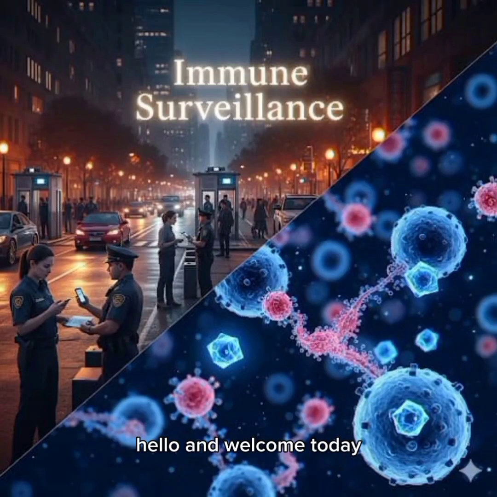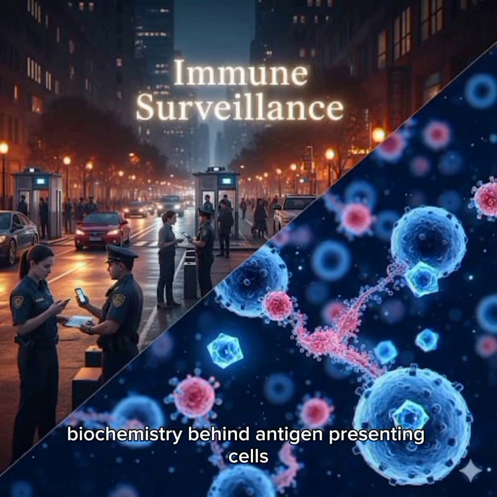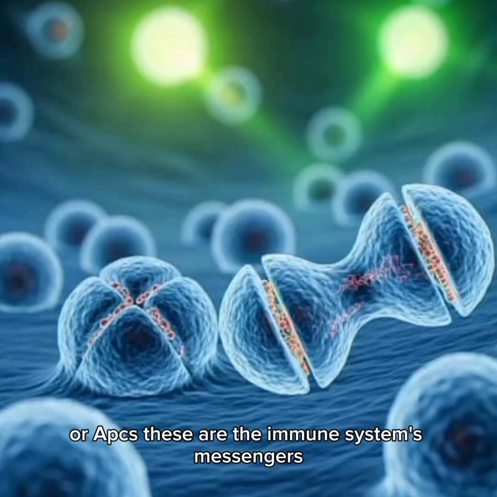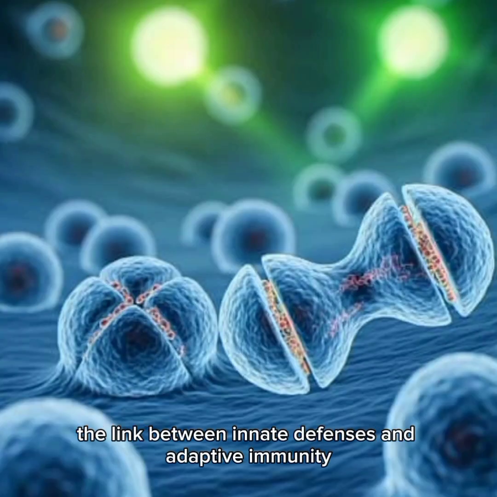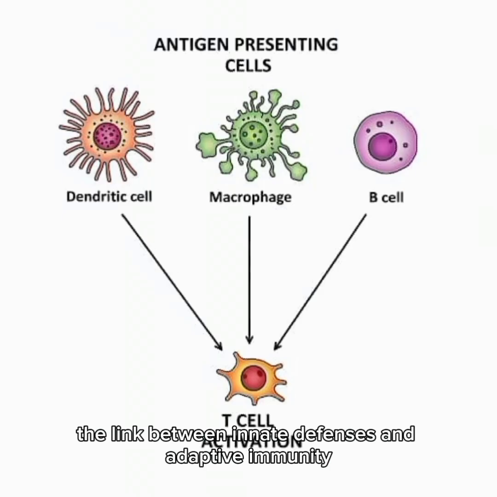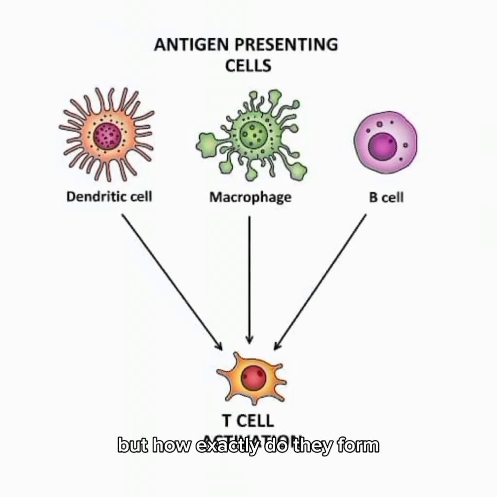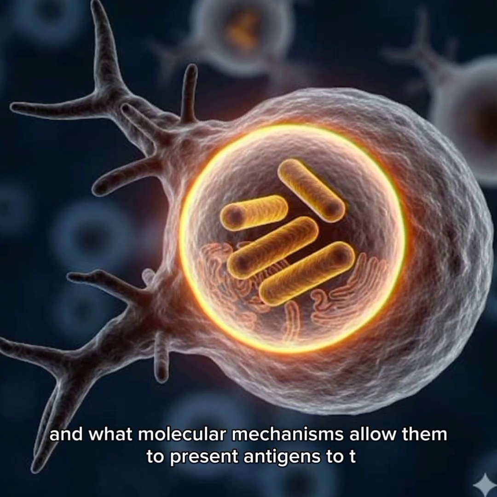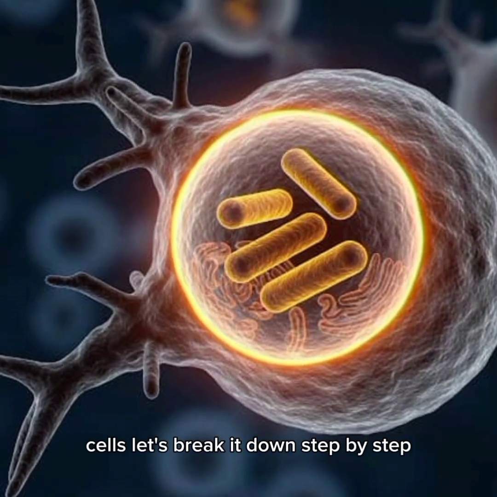Hello and welcome. Today we're going to explore the fascinating biochemistry behind antigen-presenting cells, or APCs. These are the immune system's messengers, the link between innate defenses and adaptive immunity. But how exactly do they form, and what molecular mechanisms allow them to present antigens to T cells? Let's break it down step by step.